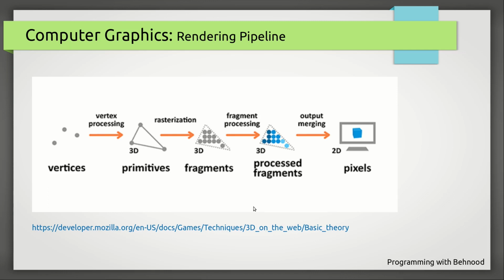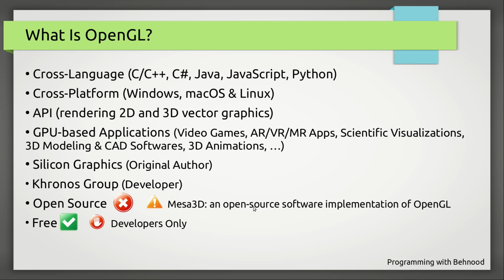Okay, we discovered the computer graphics concepts, and now it's time to understand what OpenGL is, what it does, and how it works. OpenGL is a cross-language, cross-platform API for rendering 2D and 3D vector graphics.